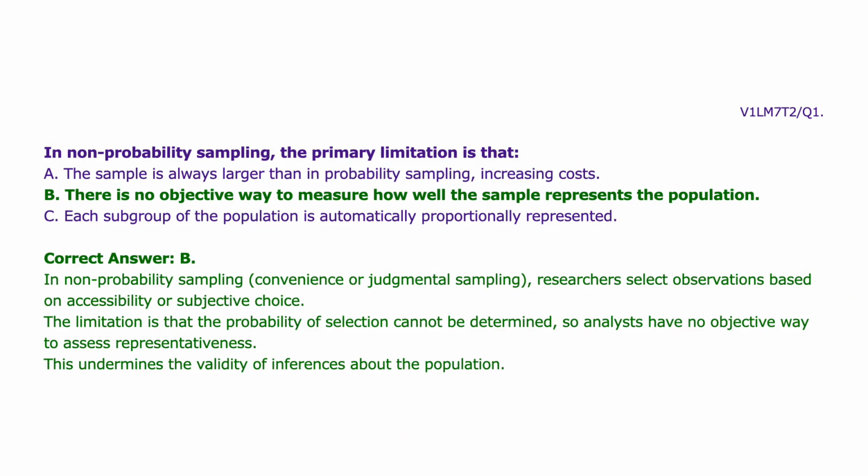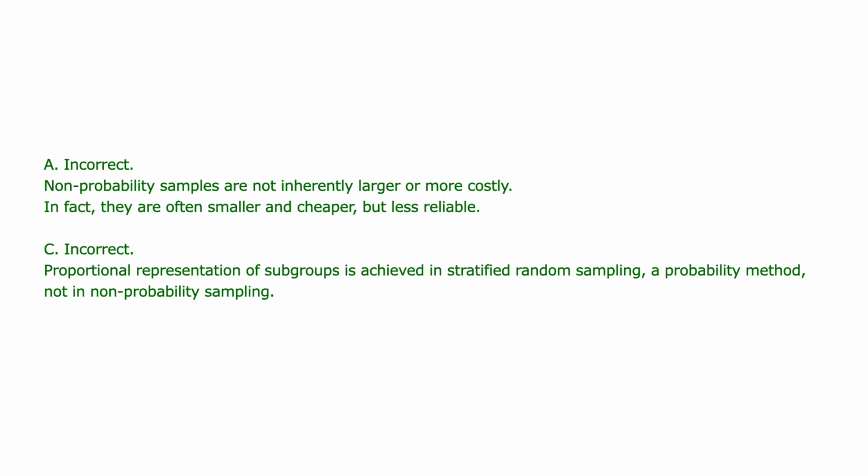The answer to the first question is B. The limitation of non-probability sampling is the inability to objectively measure representativeness. Selection probabilities are unknown, so sampling error cannot be quantified. A is wrong: probability sampling is not larger or more costly. It is usually cheaper and faster. C is wrong: automatic proportional representation is a feature of stratified random sampling, not non-probability methods.